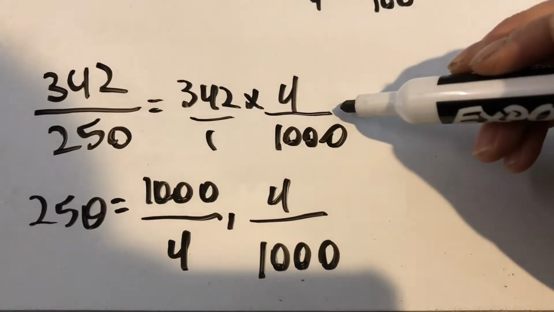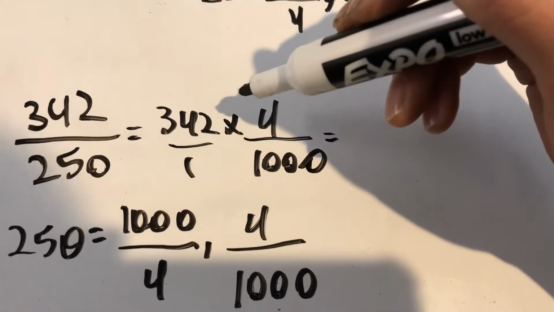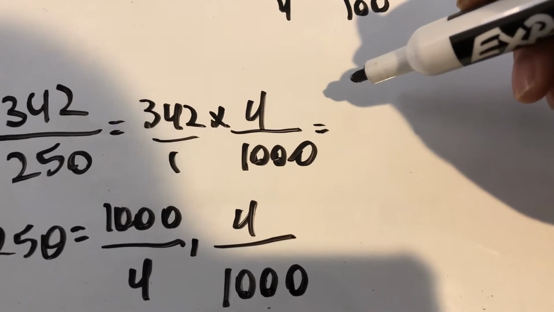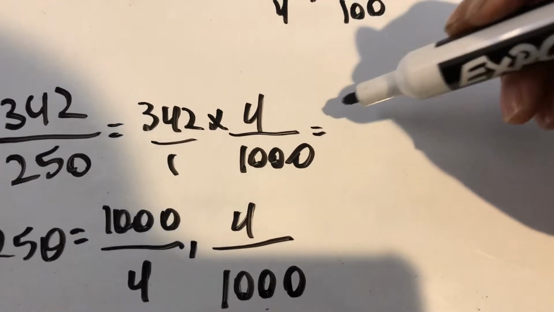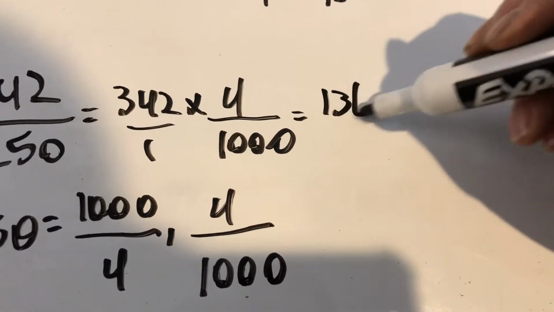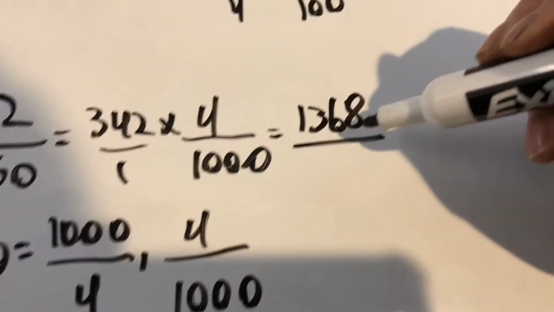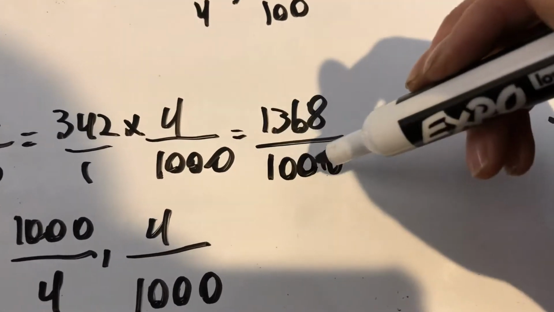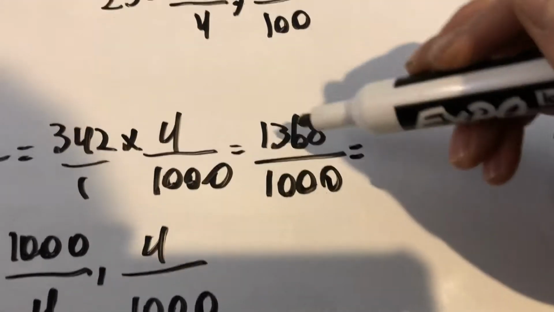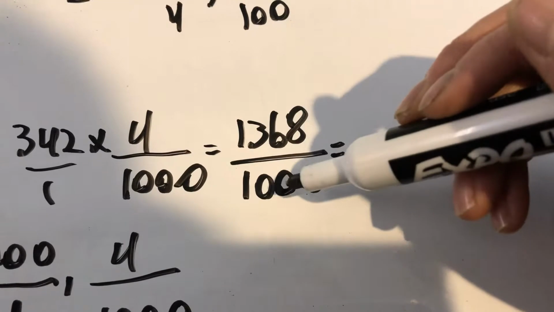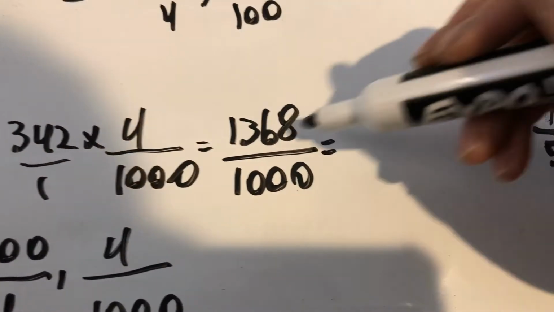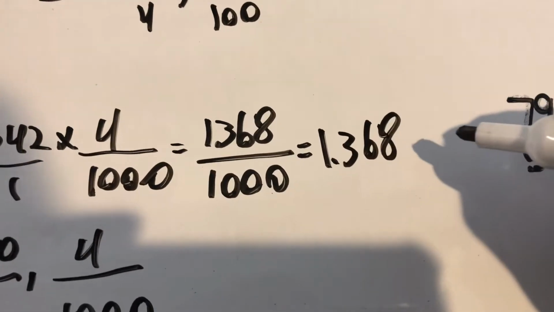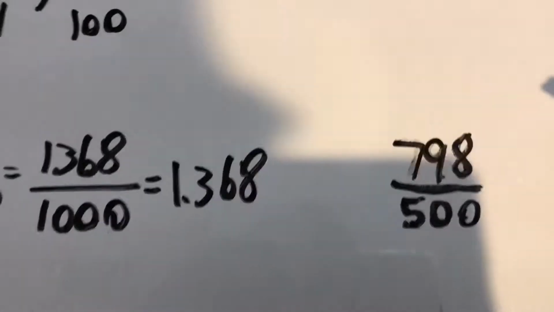Make this little 1 right here. So 342 times 4 equals 1,368. One times 1,000 equals 1,000. Next step is divide 1,368 by 1,000, which equals 1.368. That's my final answer. Alrighty, last one.